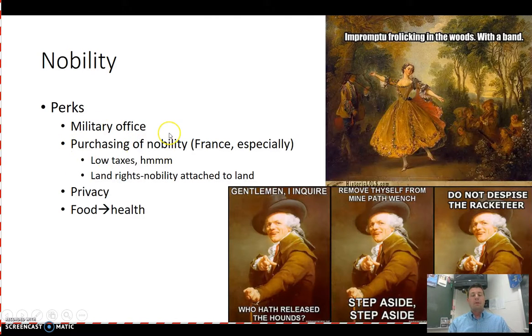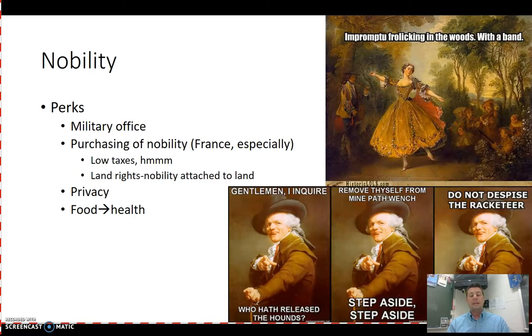Nobility, as I mentioned, perks included military offices, even though they might not have experience. Daddy paid for it, and that creates some issues with the enlisted men who maybe work their way up and can only get up to a captain. Purchasing of the nobility, especially in France, as I mentioned, yet even though the nobility has the most riches, they pay the least taxes. And again, this will come up in the French Revolution, but it's going to drive some wedges between them and the peasantry, and also lead to poor economic situations in France.